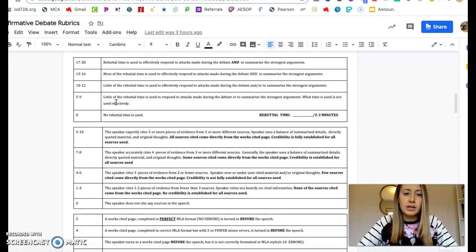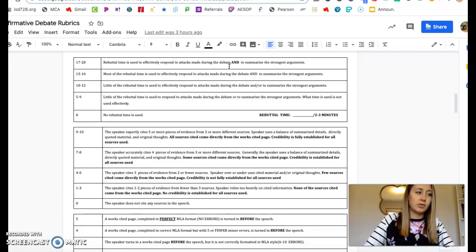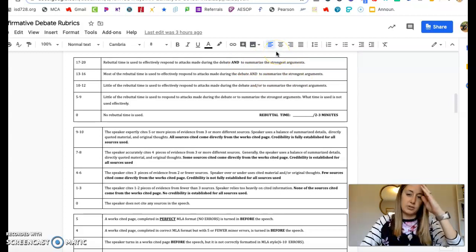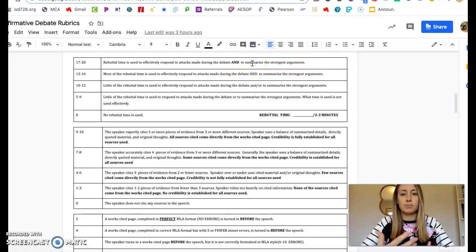Out of 20 points, the rebuttal time is about 2 to 3 minutes, and it's used effectively to respond to attacks made during the debate. So you're using your rebuttal time to respond well to what the other team has said to you. You're able to come back at them based off of what they said and prove why they are incorrect and why you are correct. And then you're also summarizing your strongest points again in the rebuttal. So bring up your strongest points one more time, summarize those again for us.